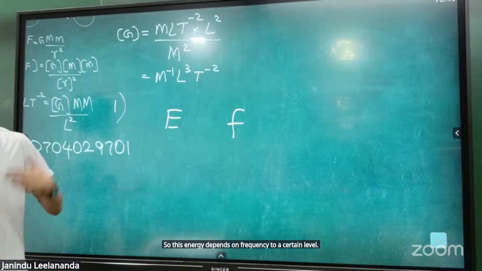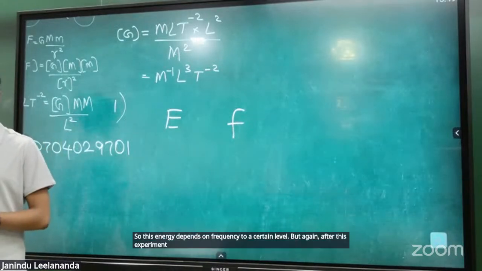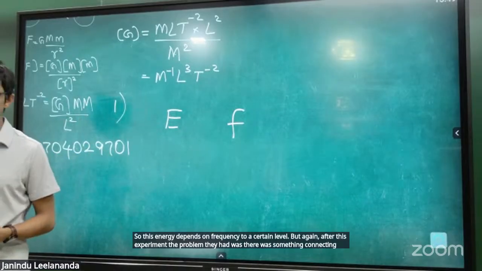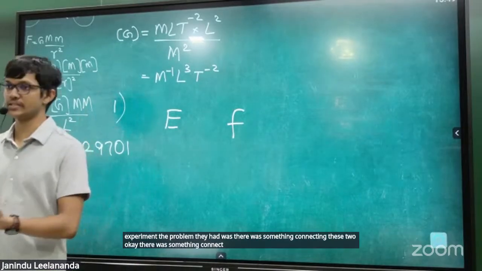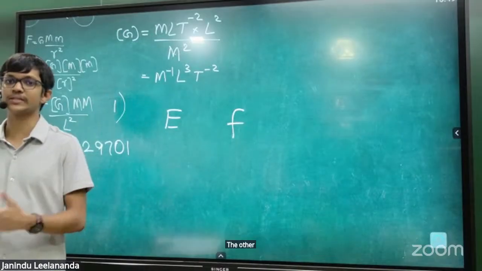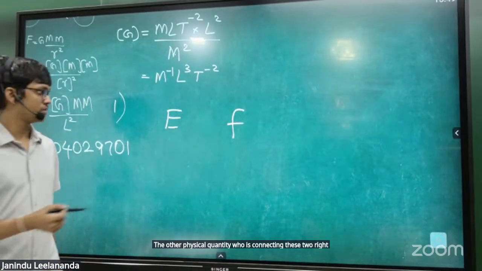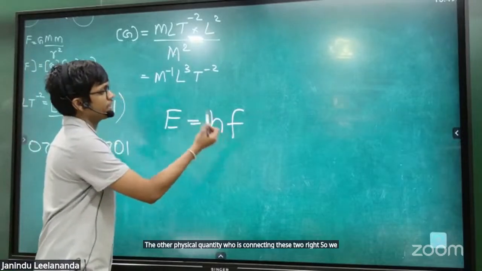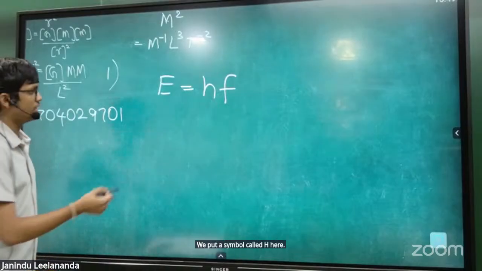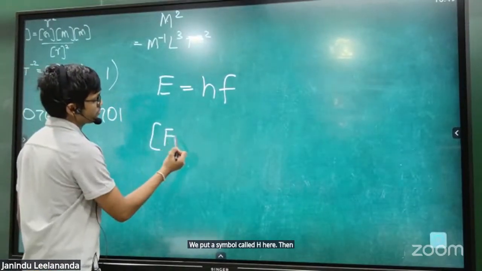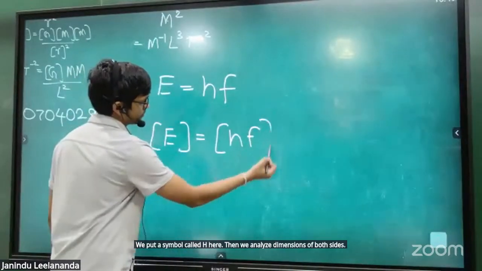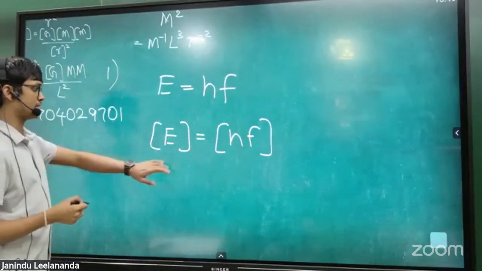But after this experiment, the problem they had was that there was something connecting these two. So the basic idea is we had to find the other physical quantity that's connecting these two. So we put a symbol called h here. Then we analyze the dimensions of both sides.